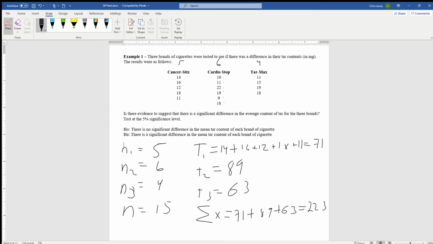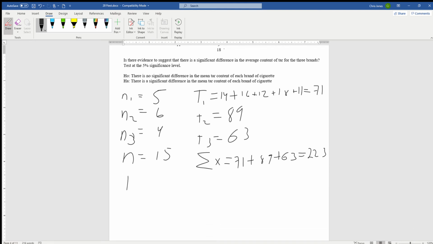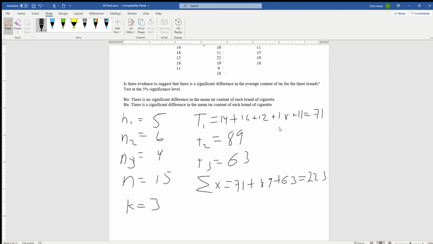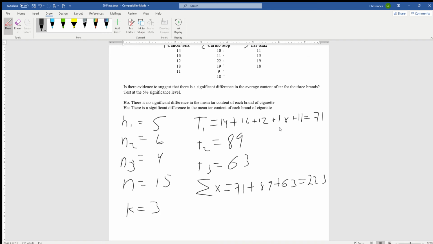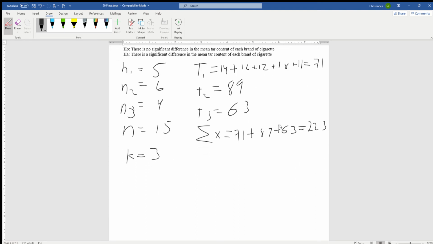All right. We also need the number of categories. Notice that there are 1, 2, 3 brands of cigarettes. So in this case, our K is going to be equal to 3. Right? And then finally, the last thing that we're going to do is find the F statistic and be able to compute what the test or what the distribution looks like.